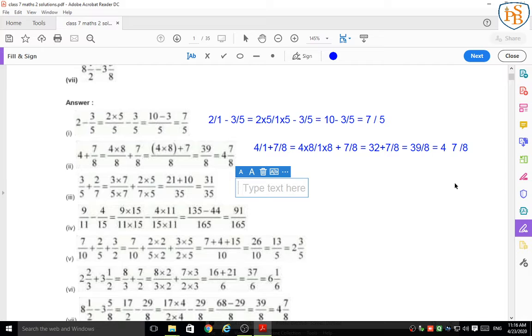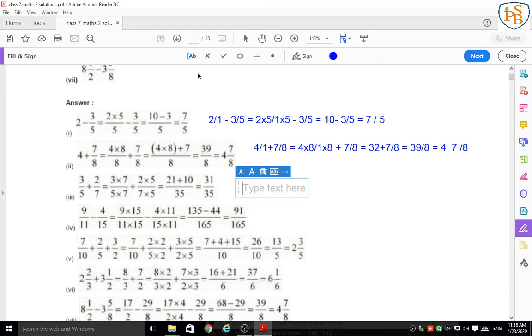Look at the third example, 3 upon 5 plus 2 upon 7. So 5 and 7 are both different digits, and to equalize the denominator we know that 5 and 7 do not come in a table of each other. So we have to do simple multiplication, that is 3 upon 5 we have to multiply by 7, that is the denominator of the other fraction, and we have to multiply the 2 upon 7 with 5, that is the denominator of the first fraction.